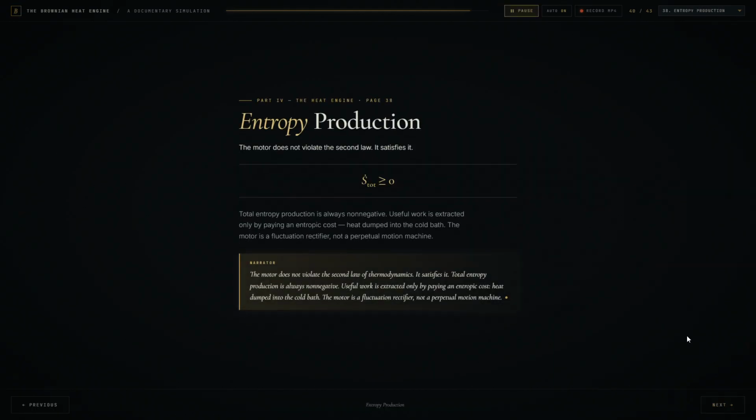The motor does not violate the second law of thermodynamics. It satisfies it. Total entropy production is always non-negative. Useful work is extracted only by paying an entropic cost, heat dumped into the cold bath. The motor is a fluctuation rectifier, not a perpetual motion machine.